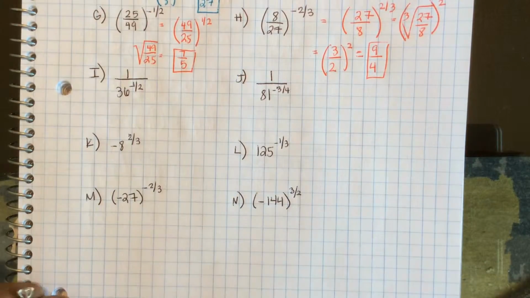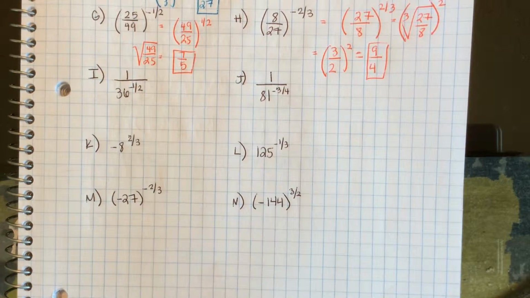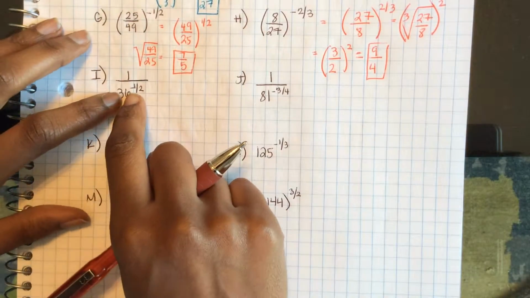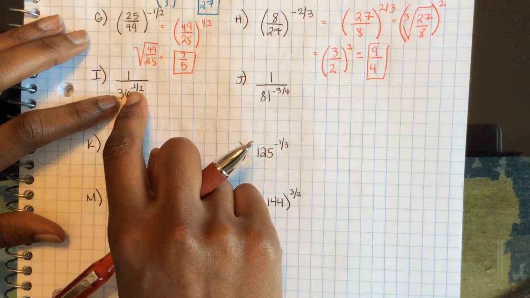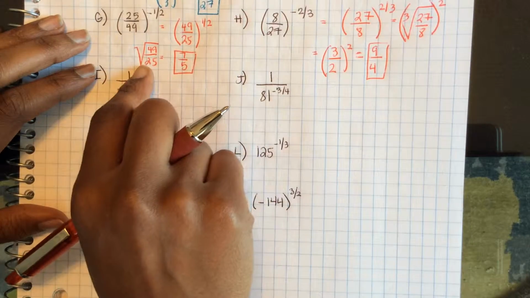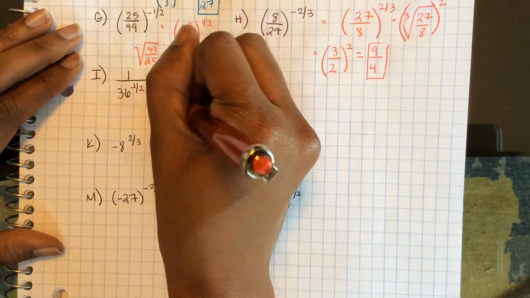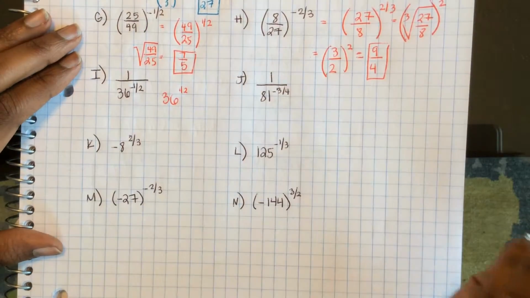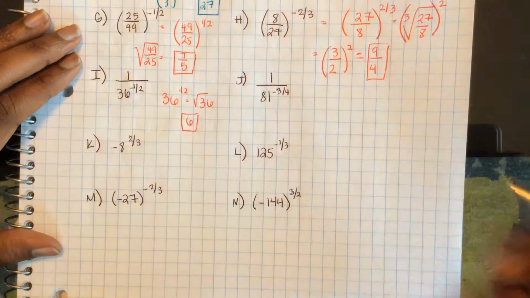Okay, here we have negative exponents written in a little bit of a different way. So now I have negative exponents on my denominator, so I'm going to take this whole power here and move it to my numerator. It's the same as reciprocating. So that'll become 36 to the positive 1/2, which is the square root of 36, which is 6.